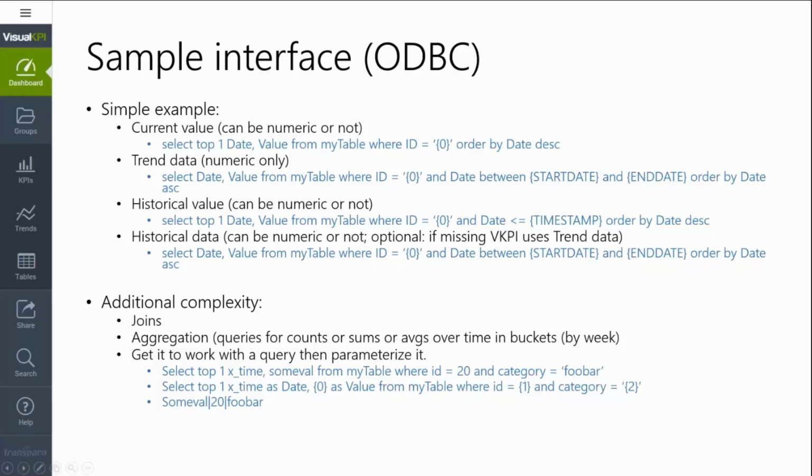And then what this will look like in the designer is you got 0, 1, and 2. And then in a Visual KPI designer, when the user uses this, they're going to say some val 20 foobar. Some val will get put into where the 0 is, 20 gets put into where the 1 is, and foobar gets put into where the 2 is. It's really a simple string replacement. It's not very complex, and you'll understand it more. You don't now, but you'll understand it more as we go through.